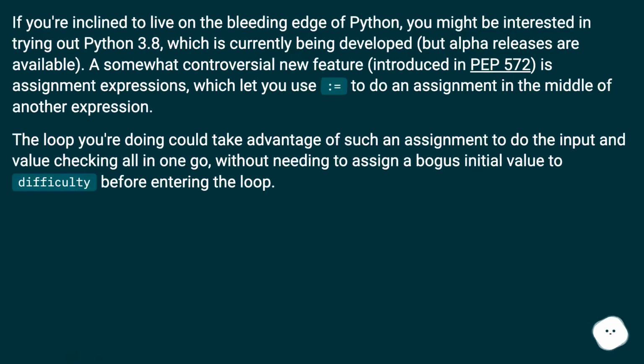If you're inclined to live on the bleeding edge of Python, you might be interested in trying out Python 3.8, which is currently being developed, but alpha releases are available. A somewhat controversial new feature, introduced in PEP 572, is assignment expressions, which let you use colon equals to do an assignment in the middle of another expression. The loop you're doing could take advantage of such an assignment to do the input and value checking all in one go, without needing to assign a bogus initial value to difficulty before entering the loop.